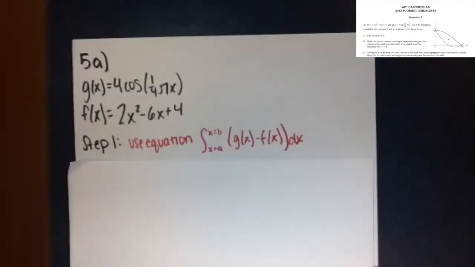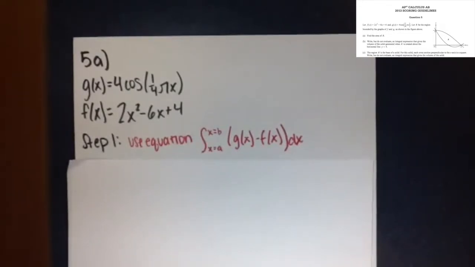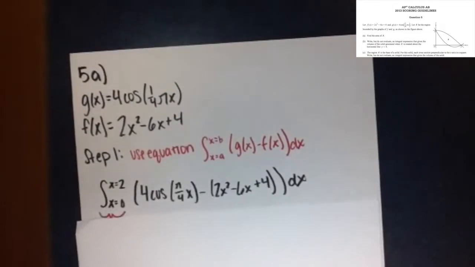To find the area of R, we're going to use the integral with a lower limit at a and an upper limit at b, of the top curve minus the bottom curve, which is g of x minus f of x dx. Where they intersect gives the x values of the integral's lower and upper limits, which are 0 and 2. And then we just plugged in the equations g of x and f of x.